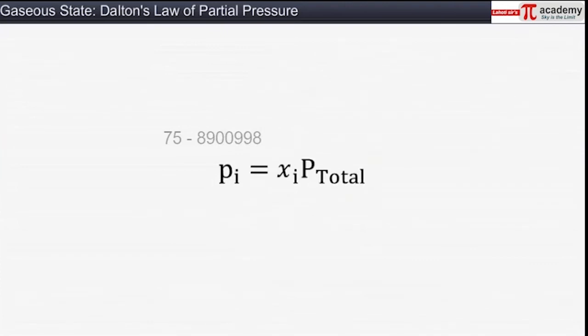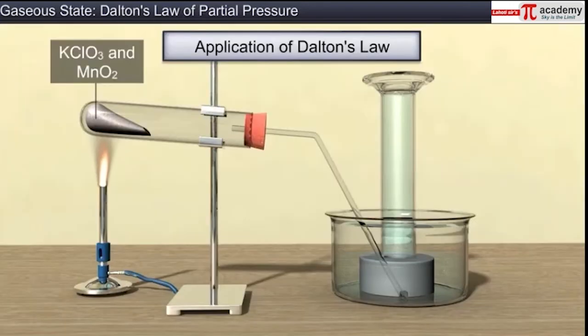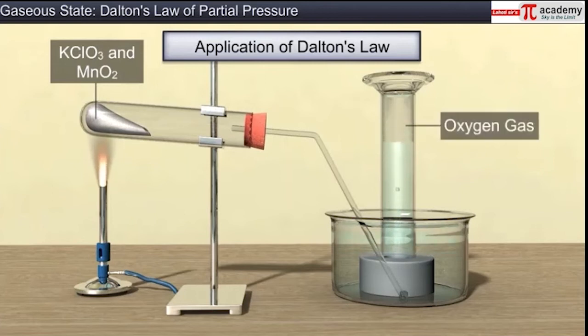Thus, if the total pressure of a mixture of gases is known and the mole fraction of the gas is known, then the equation Pi equals Xi multiplied by P total is used to calculate the pressure exerted by an individual gas. Dalton's law of partial pressures is useful in calculating the pressure of the dry gas collected over water by the downward displacement in the laboratory.